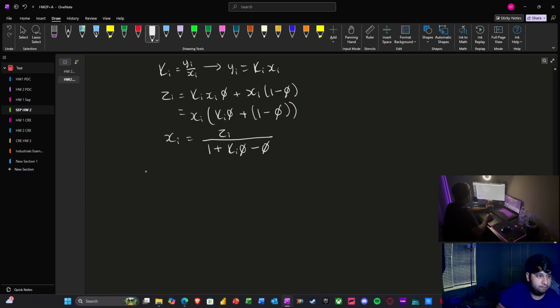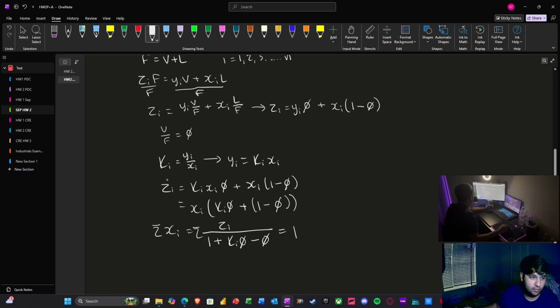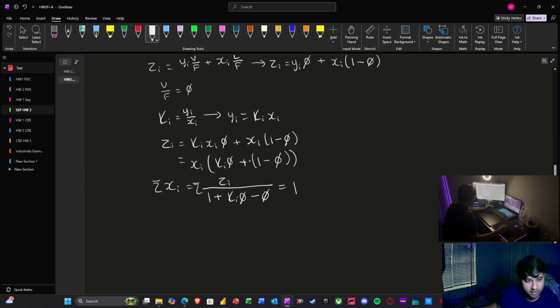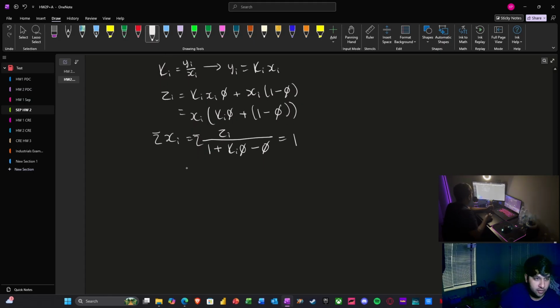Now let's take the sum of both sides. This will come out to 1, where we know what z_i and K_i we can find. The only unknown variable really is our phi. Now, since we took this in terms of y_i equals K_i x_i, let's try and do it the opposite way, where x_i equals y_i over K_i.